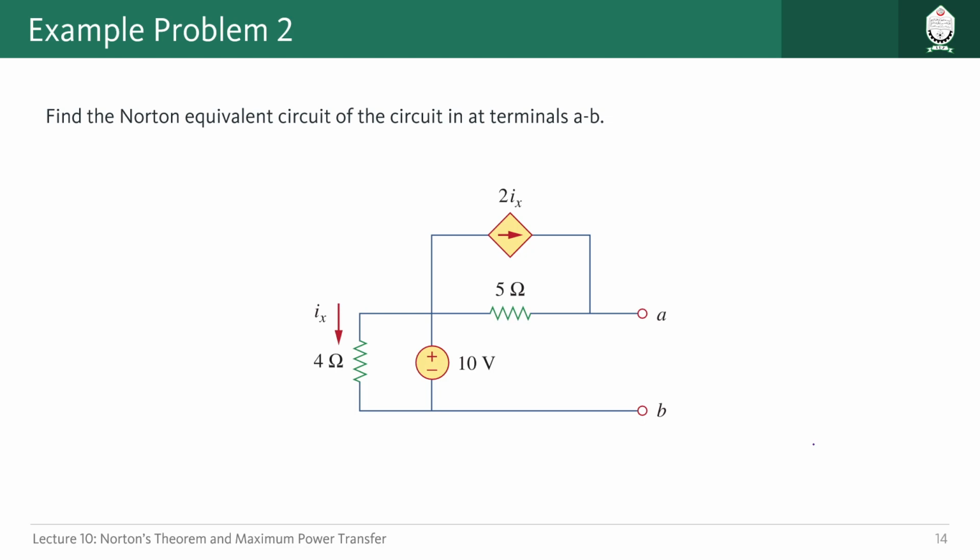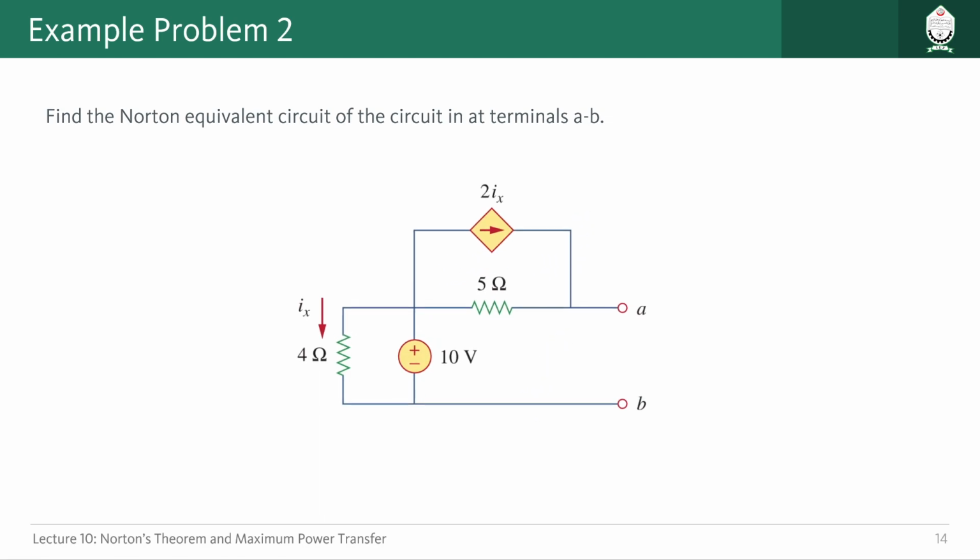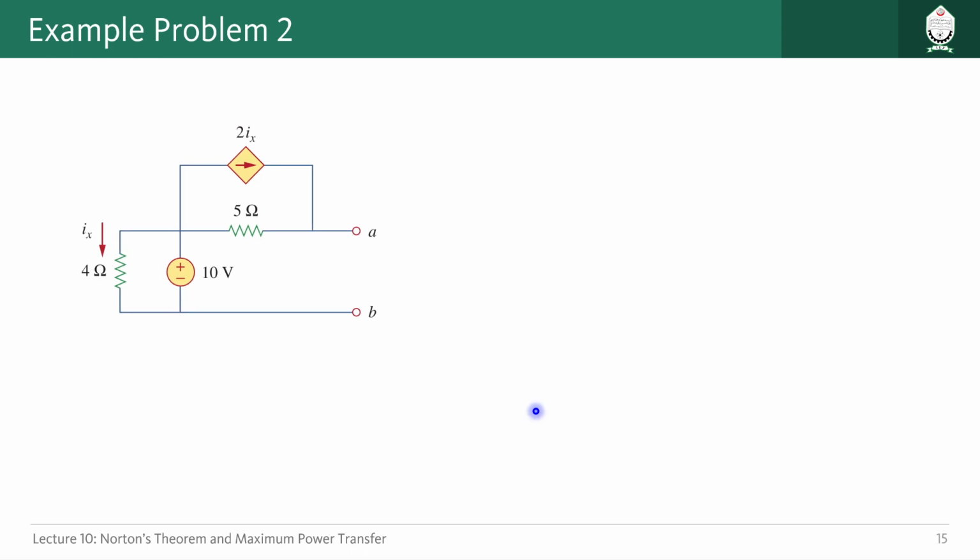So here is example problem 2. In this circuit you can see that we have an independent source here, and also a dependent source here. That will cause the problem, right? So try to solve this problem. First of all, let us try to find out the equivalent resistance, I mean Rn. So we will follow the procedure we just discussed earlier.